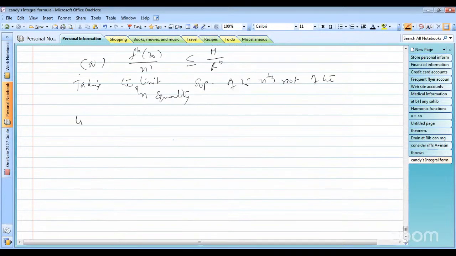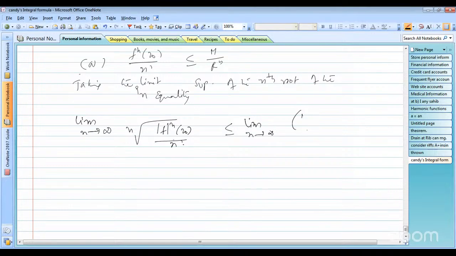Limit n tends to infinity, nth root of f of n, z naught by n factorial, is equal to limit n tends to infinity of m by Rn, 1 by m by Rn, 1 by n. Limit n tends to infinity, we are taking here m by 1 by n by r, that is r is equal to m by 1 by n.